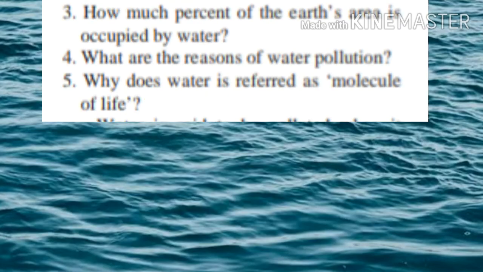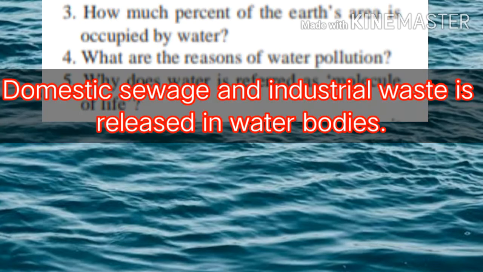Fourth question: What are the reasons for water pollution? The reasons are that domestic waste, that is sewage, and industrial waste are released into water bodies. So the water gets polluted.